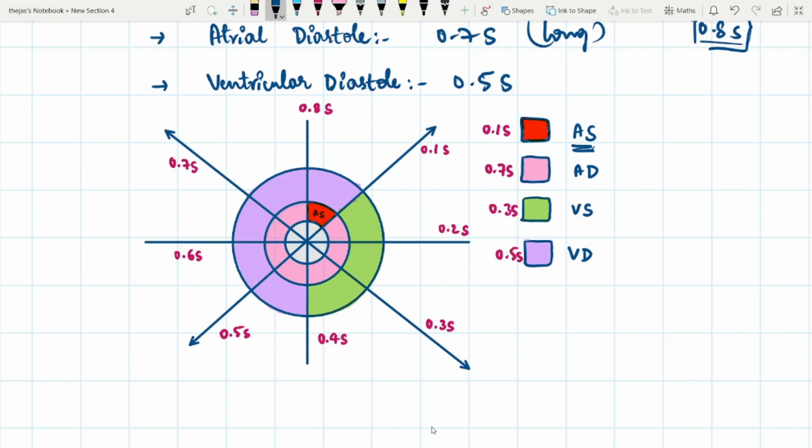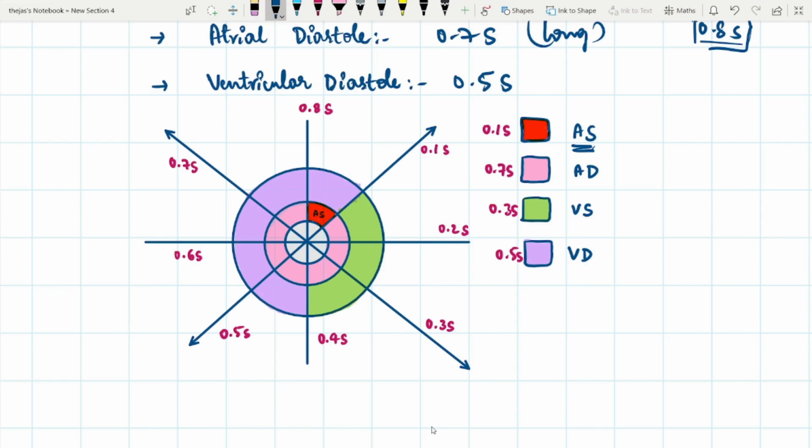Atrial systole is around 0.1 second. Every partition in this circle amounts to 0.1 second, and I have shaded only one part, so it is equal to 0.1 second. That is atrial systole. Just after atrial systole, the ventricular systole starts. The ventricular systole is shaded with green color, and it's around 0.3 seconds.